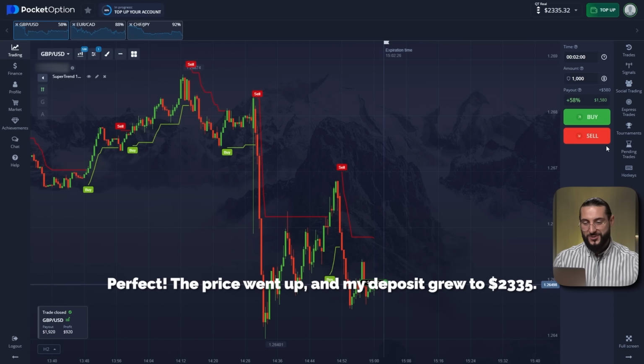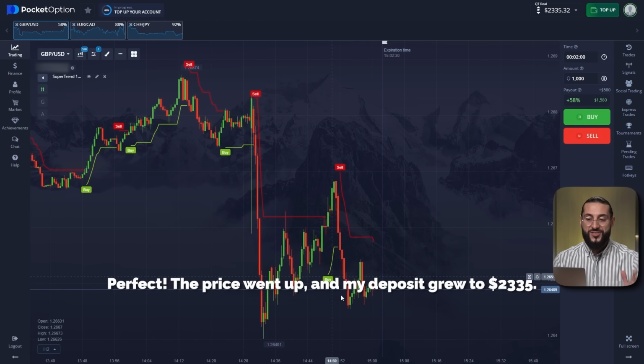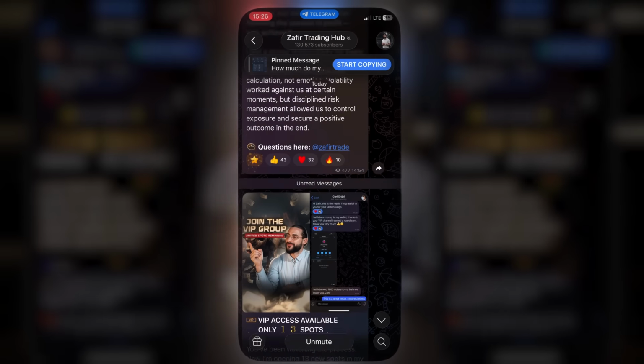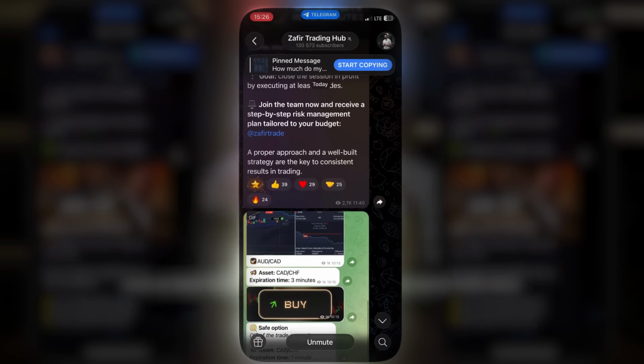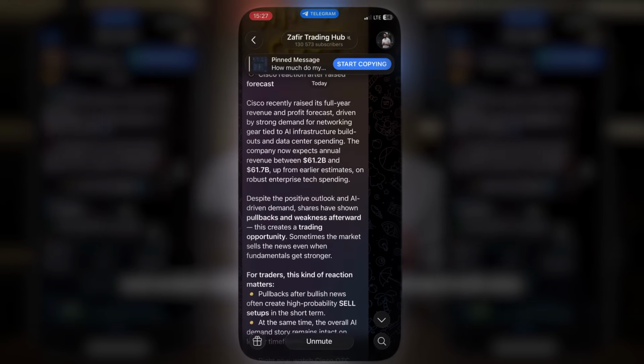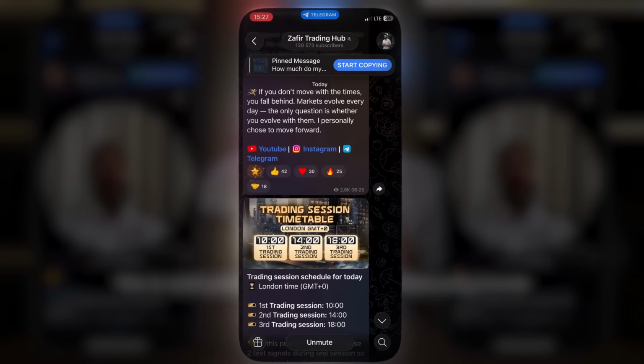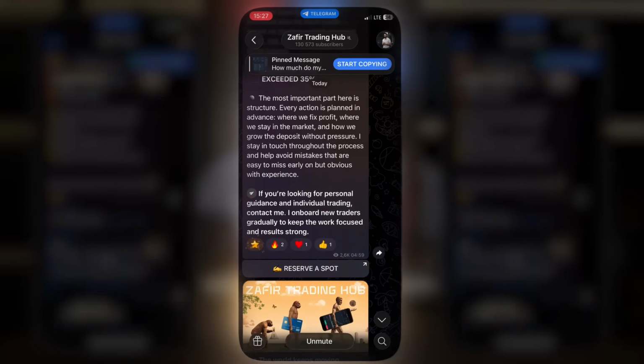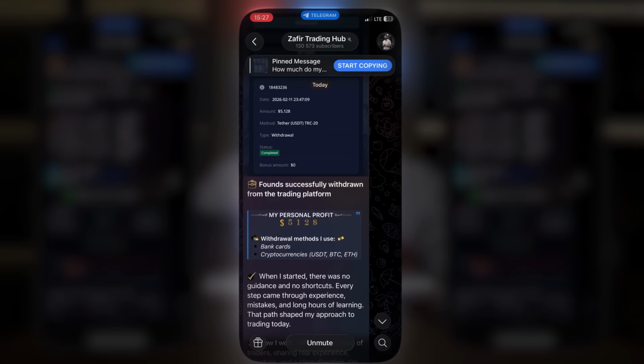Perfect. The price went up and my deposit grew to $2,335. Today I started with $200 and ended with $2,335 using the Super Trend indicator. This is solid proof of the importance of following trends and identifying reversal points.